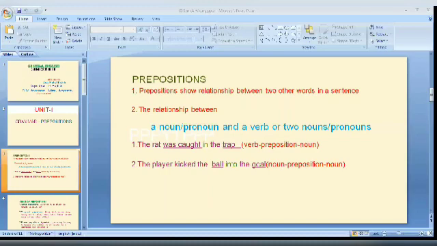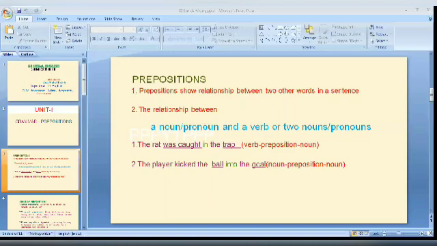Then the word into, which is given in green color, is establishing the relationship between the ball and the goal. So the player kicked the ball into the goal. So here, if I ask you what is the word ball, immediately you can tell me that it is a noun. If I ask you what is goal, then you tell me it is also a noun. So then what is the relationship between the first noun and the second noun, the ball and the goal? Then we are trying to establish the relationship between these two nouns by using the preposition into. So the word into here is called as a preposition.